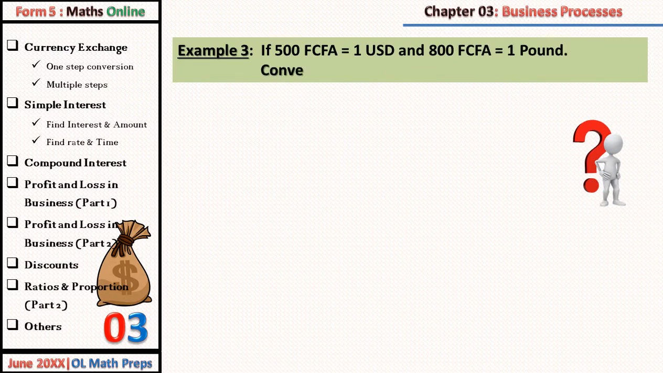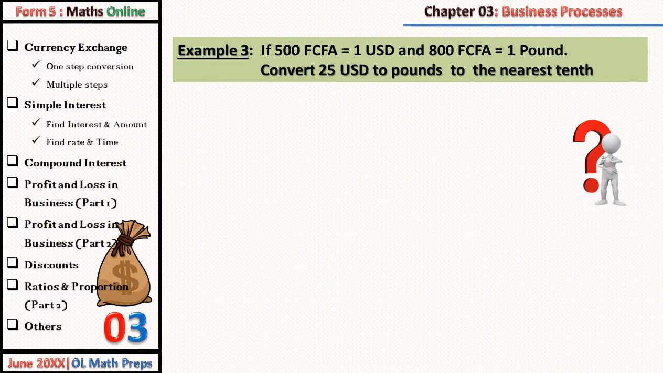Example 3, we have if 500 francs equals $1 and 800 francs equals 1 pound, convert 25 US dollars to pounds to the nearest tenth. So there are two instructions here. We are converting from US dollars to pounds, and we are approximating our answer to the nearest tenth. Note, the nearest tenth is the same as to 1 decimal place.